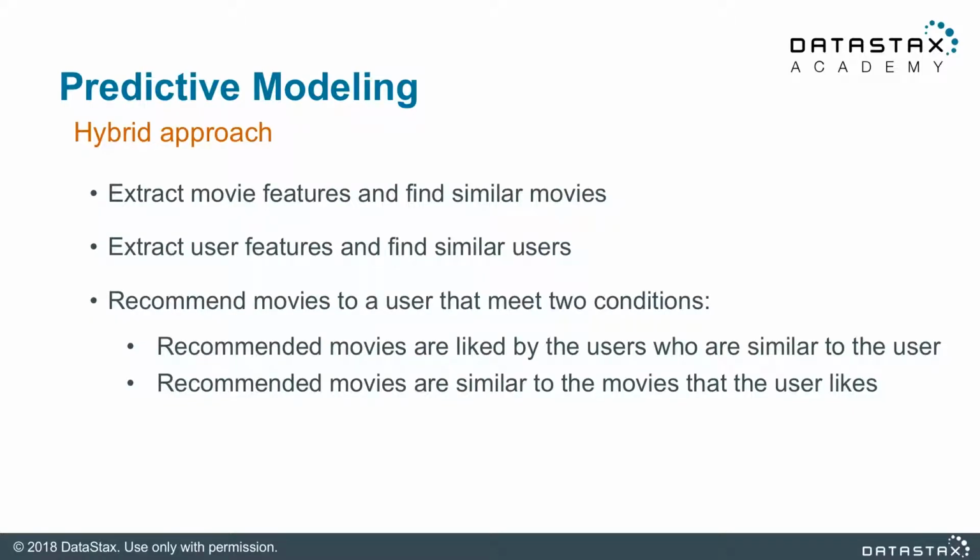Now let's take a look at a hybrid approach that incorporates concepts from both of the previous examples. In this case, we can use our knowledge of movie similarity and user similarity to recommend movies that meet the following two conditions. First, we want to recommend movies that are liked by users who are similar to the target user. And second, we recommend movies that are similar to the movies that our target user has already enjoyed.